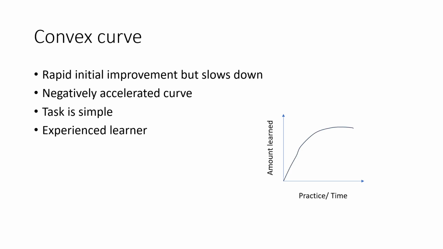So in the convex curve, there is rapid initial improvement, there will be growth, you can see visible progress in the student's learning, but it gradually slows down. That means it is a simple topic, or maybe the learner has some experience in the field, so he is learning so fast, and then he attains mastery, and then there is very little learning. This type of curve is called a convex curve.